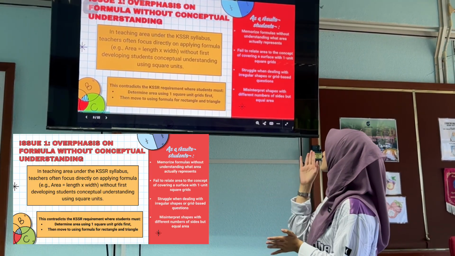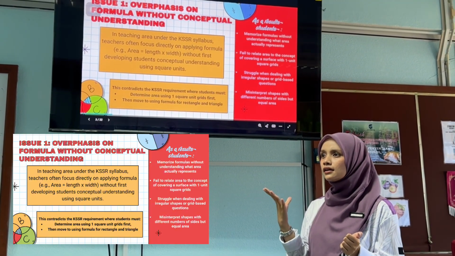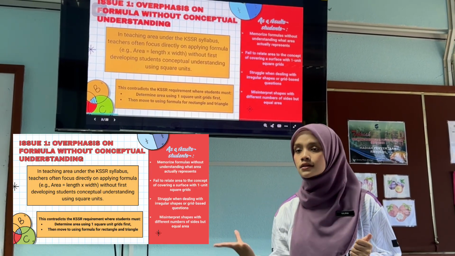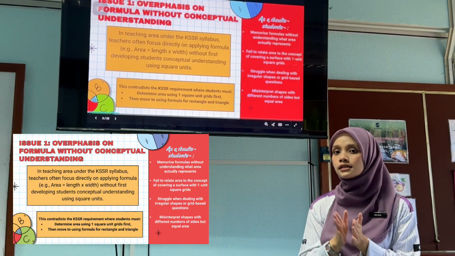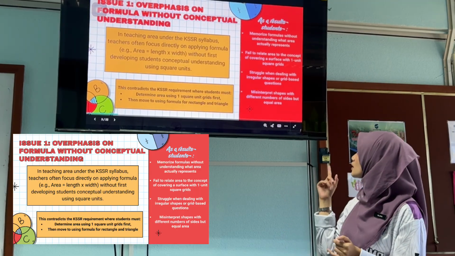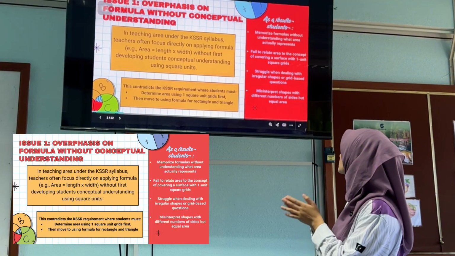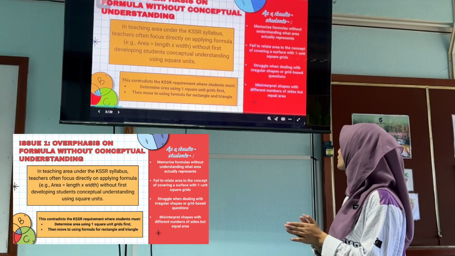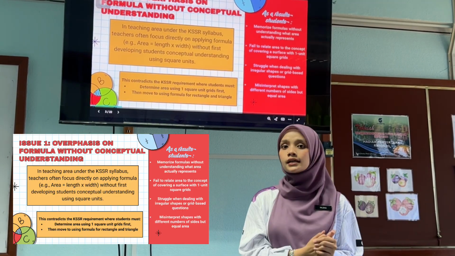Okay, so as a result, if the teacher does not teach how to use square unit first, students will memorize the formula without understanding what area actually represents. The second one is students fail to relate area to the concept of covering a surface with 1 unit square grid. Students also struggle when dealing with irregular shapes or grid-based questions. And lastly, students will misinterpret shapes with different numbers of sides as having equal area.